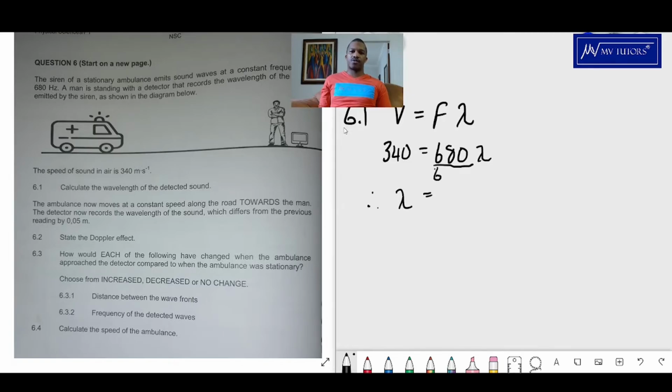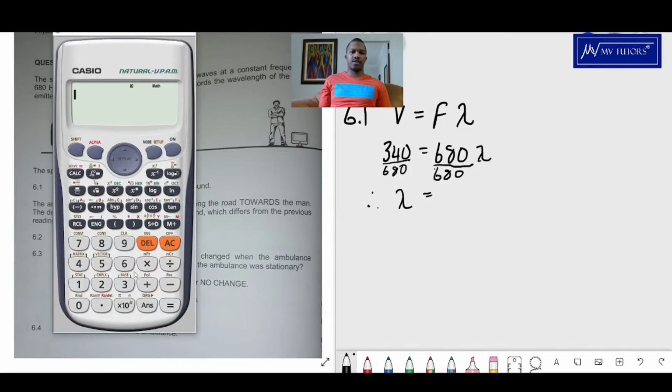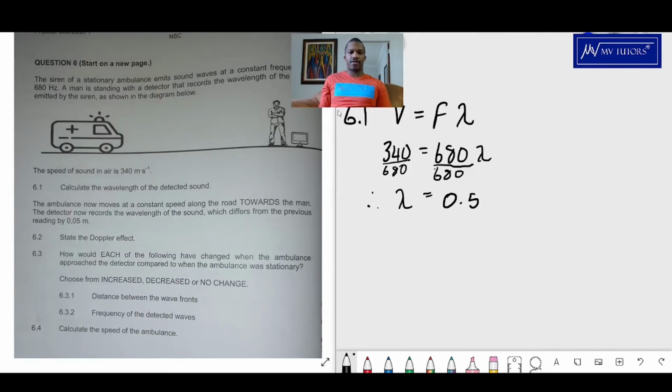To get rid of this 680, divide both sides by 680. Okay, and then we need to bring in a calculator so that we can calculate what this is. So it's 340 divided by 680. There we go, and it's exactly a half. Let me put it in decimal, which is 0.5. And what are the units of a wavelength? It's a wavelength, so length is in meters.